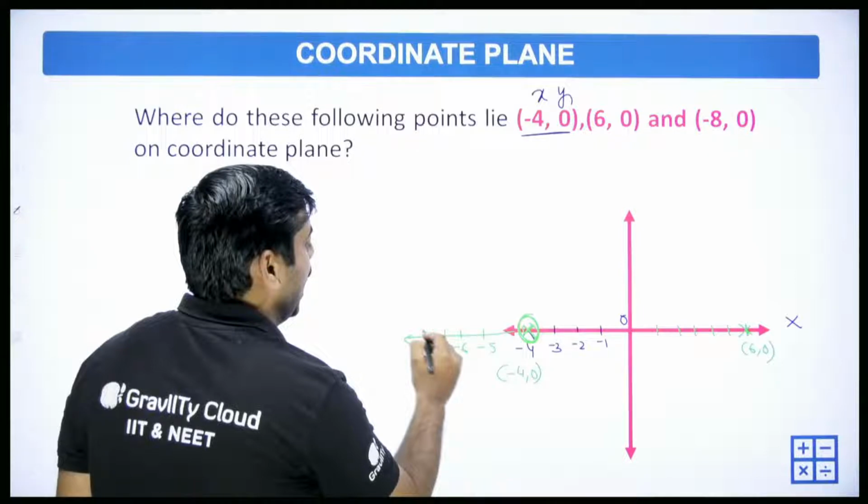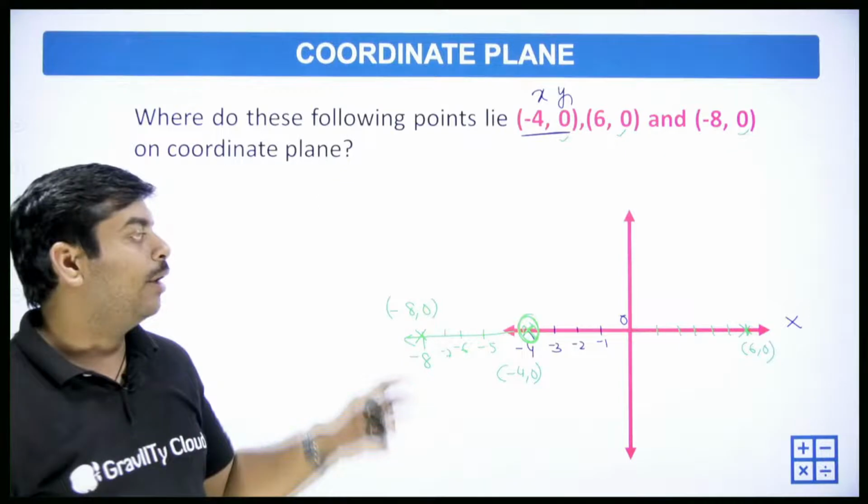Wherever you find the number 0 in the second ordered pair, that means in the position of y, all these numbers are points on the line, on the x-axis. All these points are the points on the x-axis.